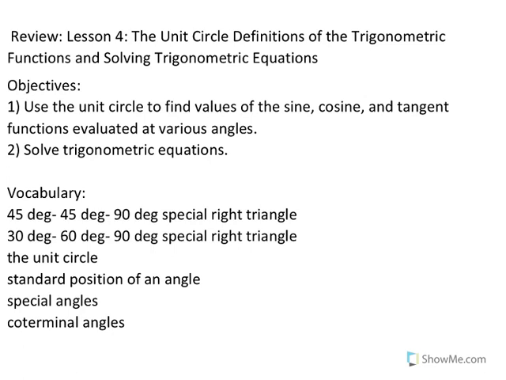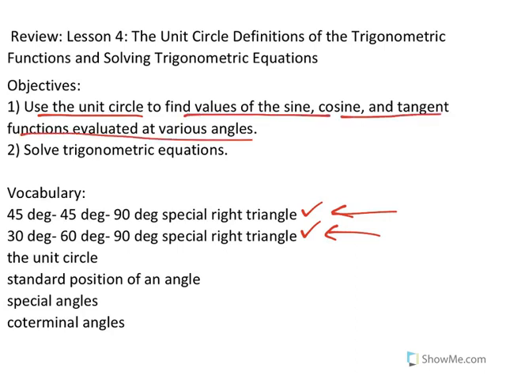And we just watched together the previous lessons on the 45-degree, 45-degree, 90-degree special right triangle, and the 30-degree, 60-degree, 90-degree special right triangle. And now we're going to use those two special right triangles, and we're going to look at objective one. Use the unit circle to find the values of the sine, cosine, and tangent functions evaluated at various angles. So the unit circle is centered at the origin and has a radius of 1 unit.